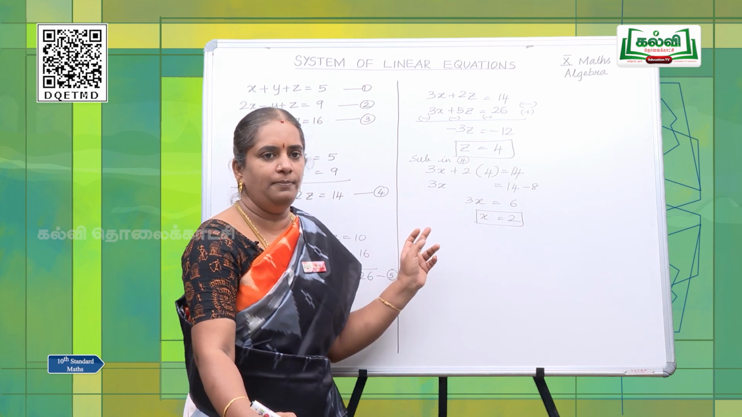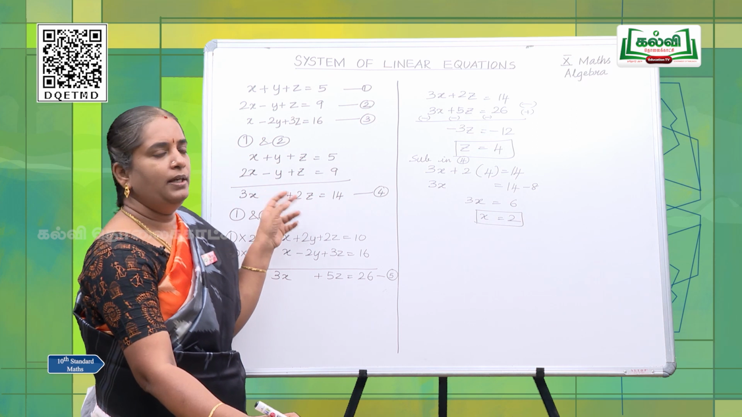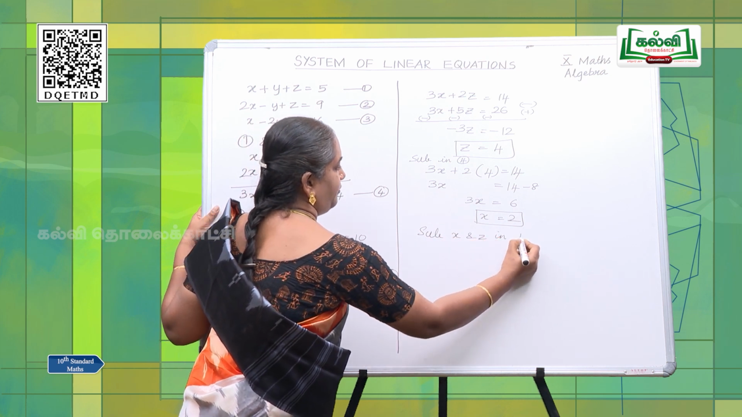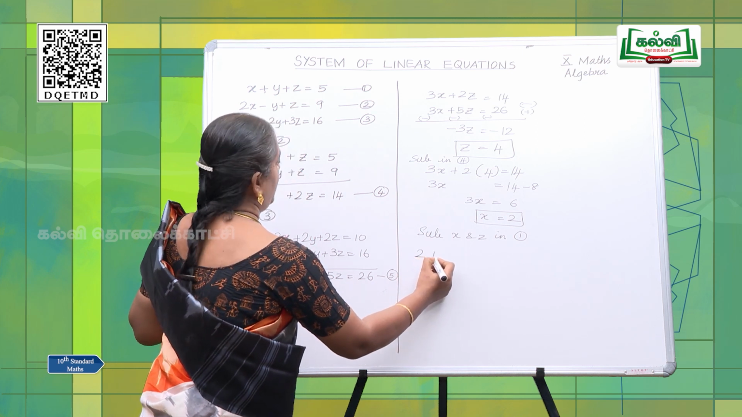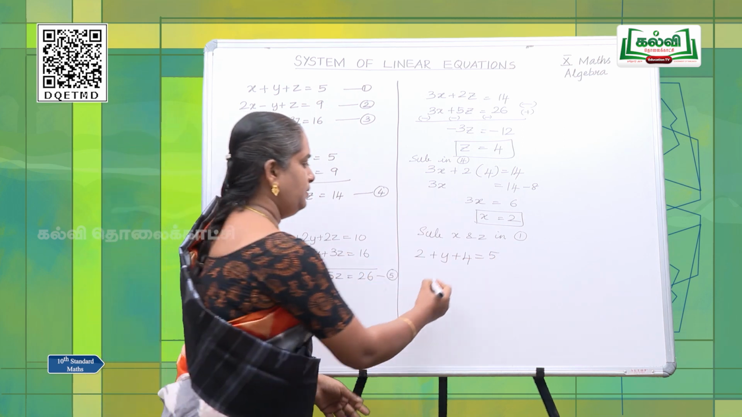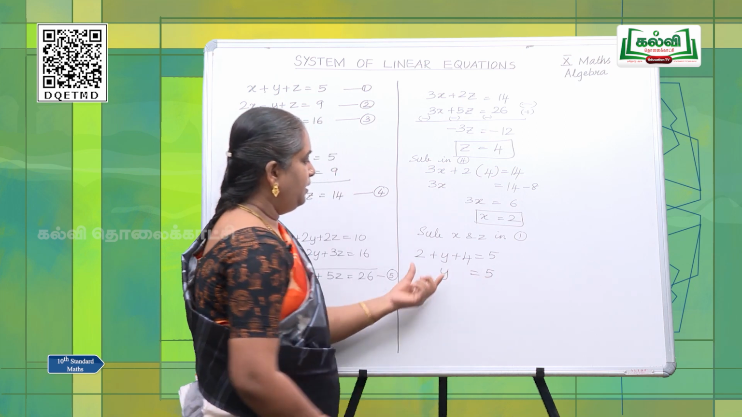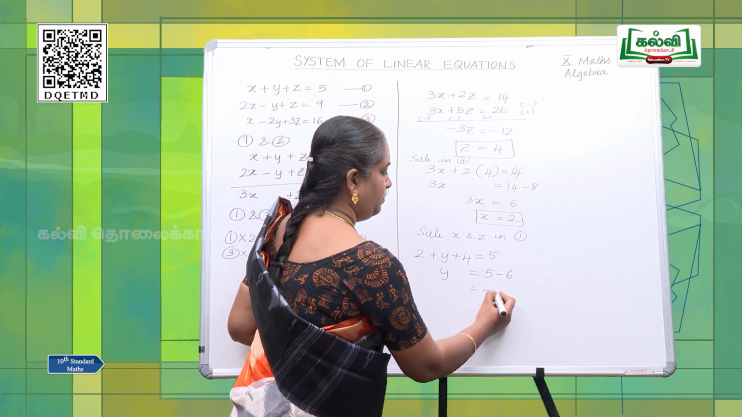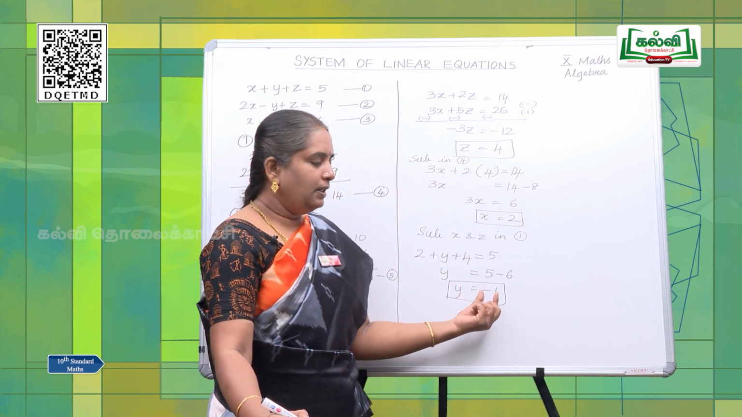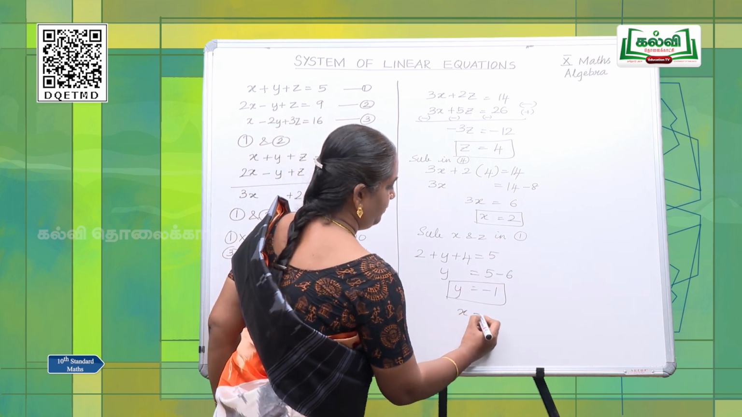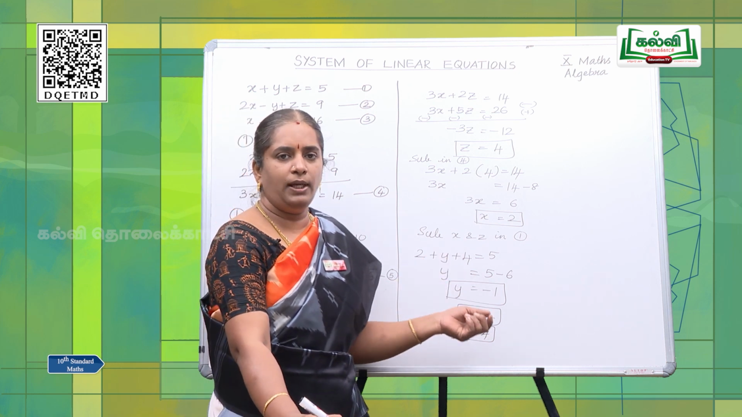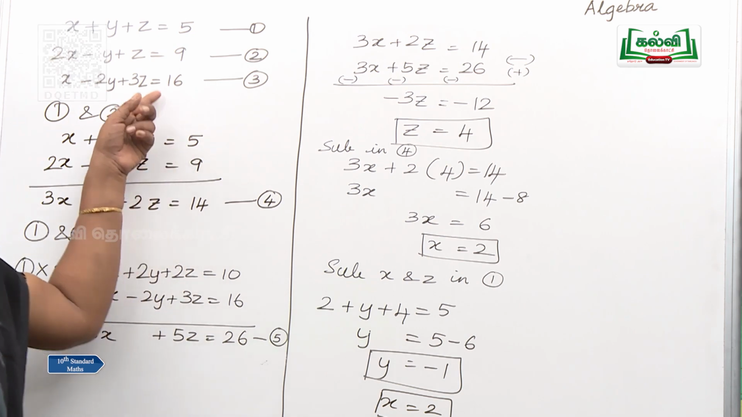Having the values of x and z, we can substitute in any of the first 3 equations. Let me take the first equation, which is the easiest one. Substitute x and z in the first equation. So x is 2, y we do not know, and z is 4, equals 5. Simplifying, we get y equals 5 minus 6, so y equals minus 1. So x equals 2, y equals minus 1, and z equals 4 are the solutions. That is, the point x equals 2, y equals minus 1, z equals 4 is our solution. So this is a unique solution. The meaning is that there is only one point of intersection of all these 3 planes.